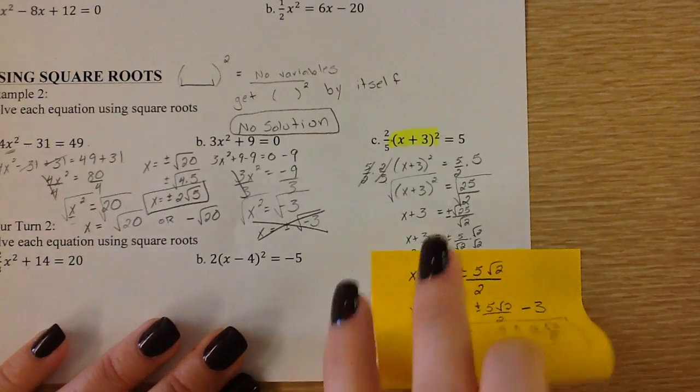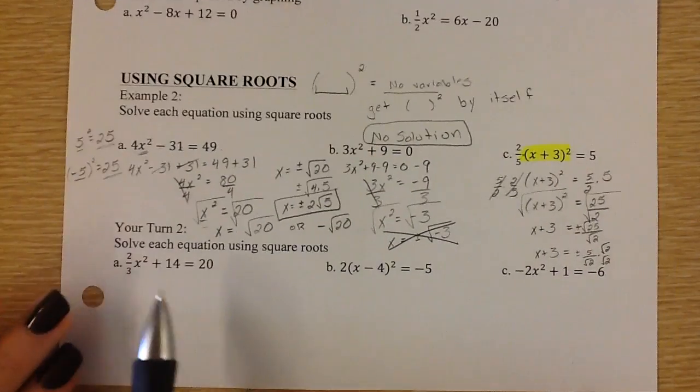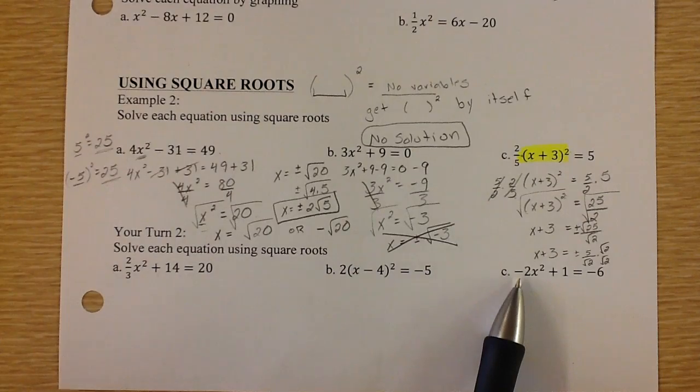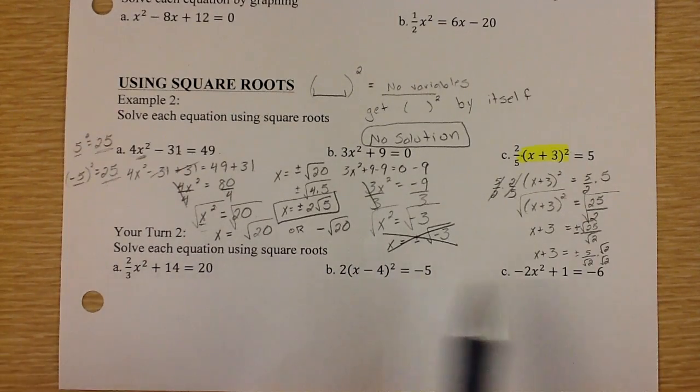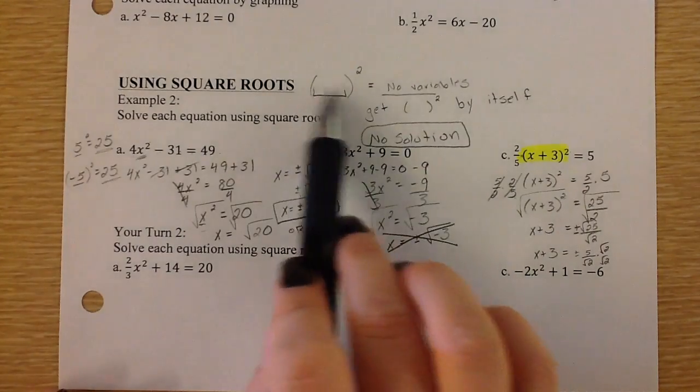All right, now you have some your turn problems. I want you to attempt your turn number 2, part A, part B, and part C. Get started, get something going on every single one of them. And remember, the first thing I did on these problems was isolate my x squared.